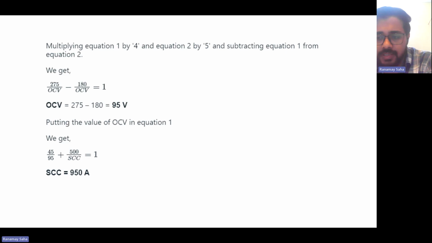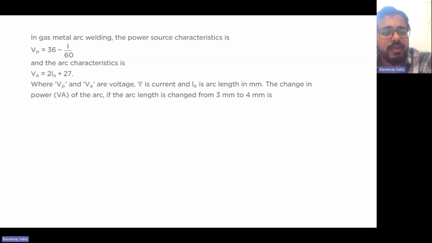We'll move to the last problem of today's session. It says MIG gas metal arc welding. The power source characteristics is given by Vp = 6 minus I by 60, where I is the current. Arc characteristics is given by Va equal to twice of arc length La plus 27, where I is the current and La is the arc length in millimeters. The change in power in volt amperes of the arc has to be found out when arc length is changed from 3 mm to 4 mm. Try it.